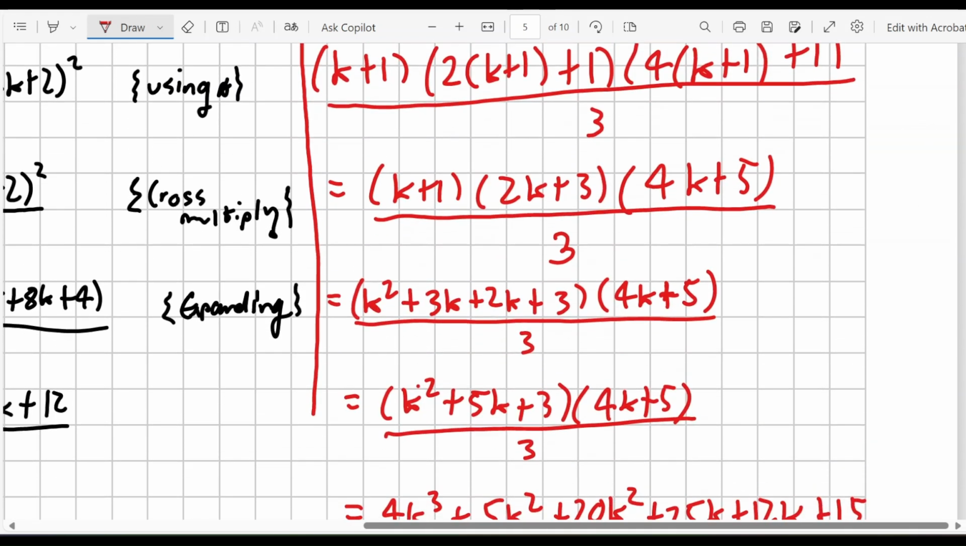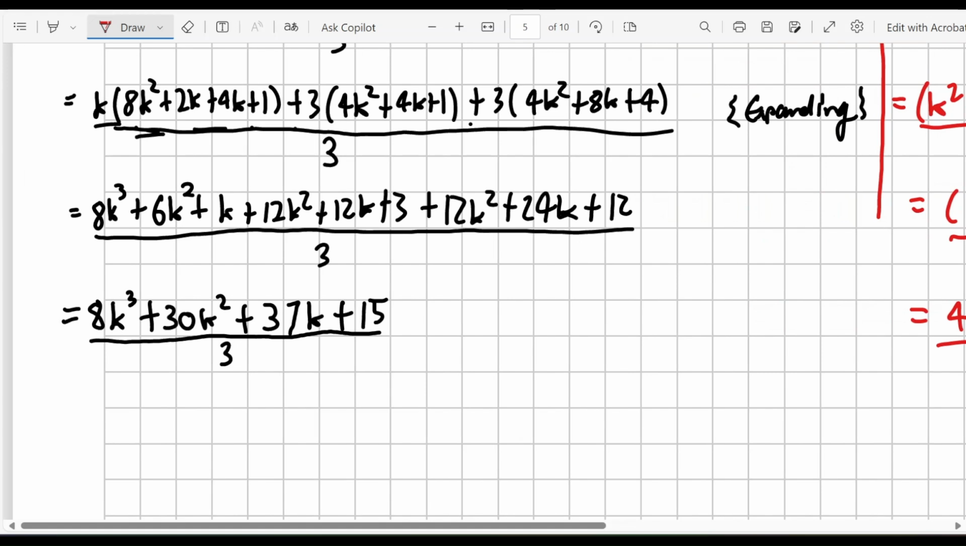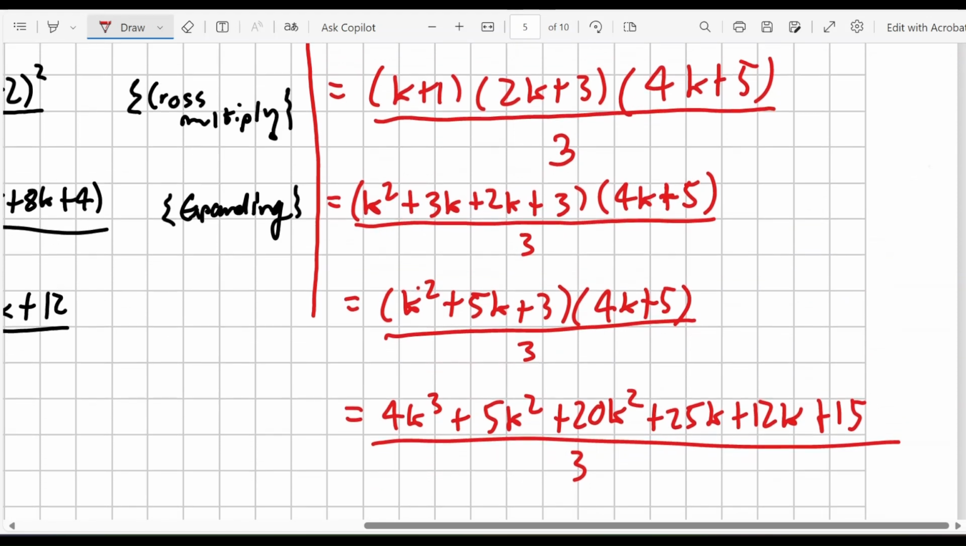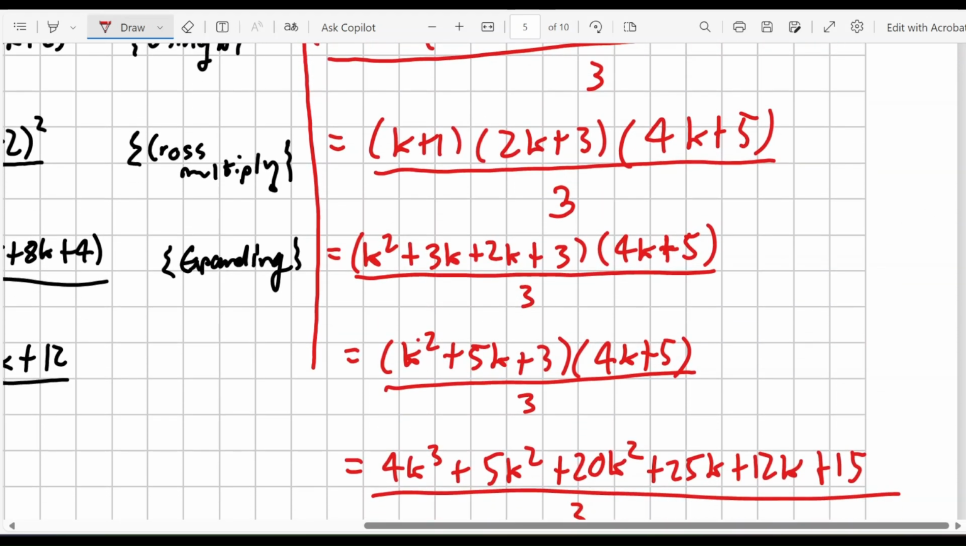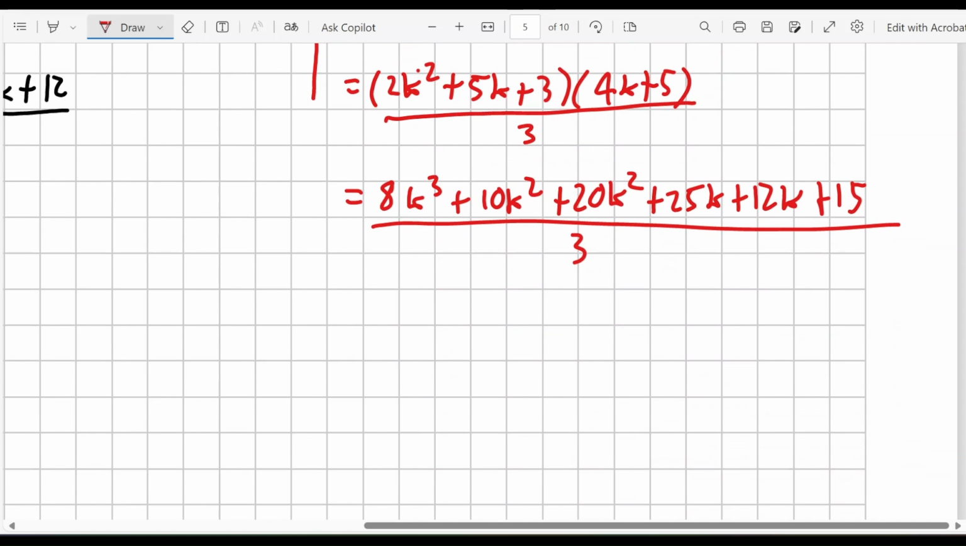Now, I'm noticing a mistake already because we have 8k cubed in our want to show and I have 4k cubed here. So the issue was when I did this, we did most of that expansion correctly. Unfortunately, we missed the 2 in front of the k squared there. My apologies about that. That will affect these 2 terms. So that should be 8k cubed and that should be 10k squared. Wonderful. All right, let's try this.